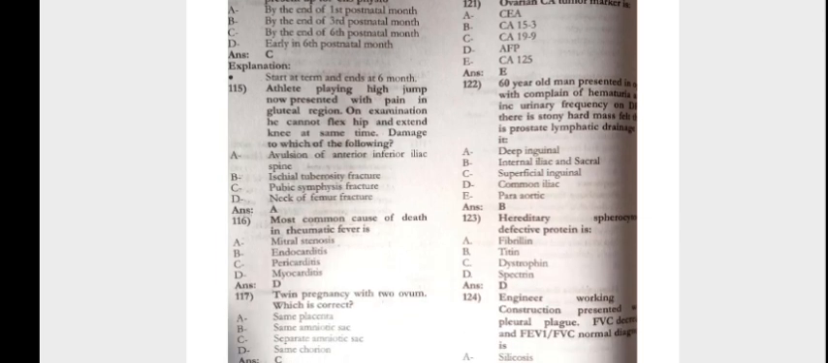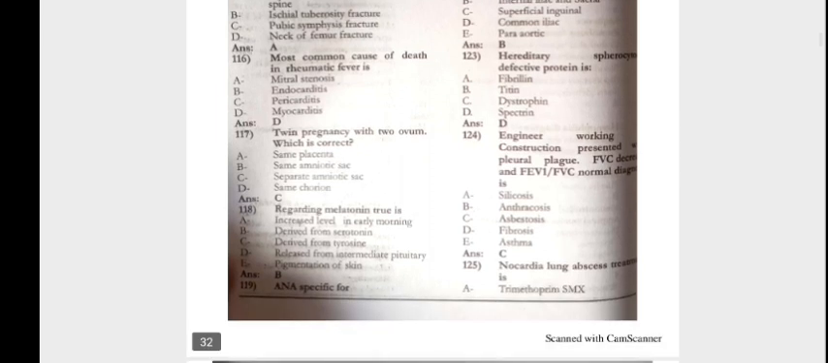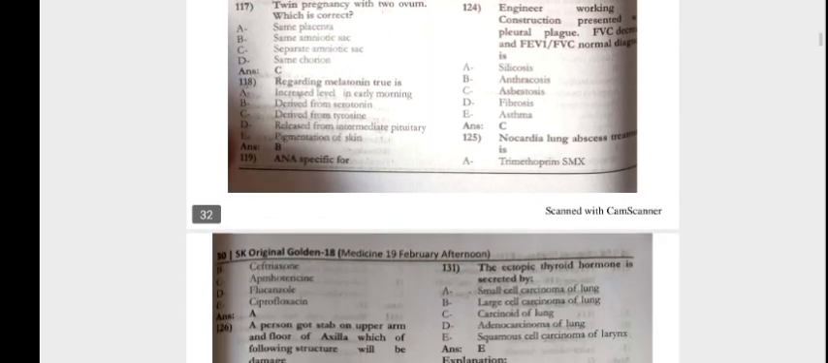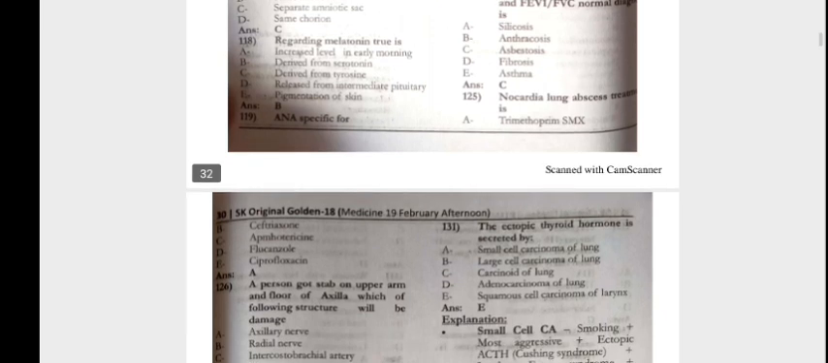60-year-old man presenting the complaints of hematuria, increased urinary frequency, and the stony hard mass felt. Is prostatic lymphatic drainage, that is the internal iliac and the sacral. Hereditary spherocytosis. Defective protein is the spectrin. Engineer working in the construction presented the pleural plaque. FVC decrease and ratio normal. This is asbestosis. Nocardia lung abscess treatment is trimethoprim sulfamethoxazole.